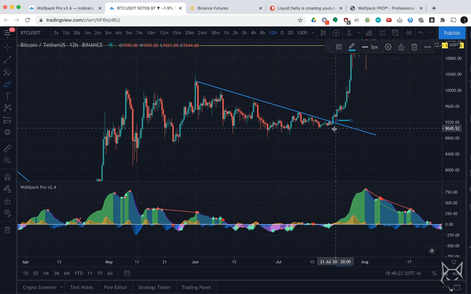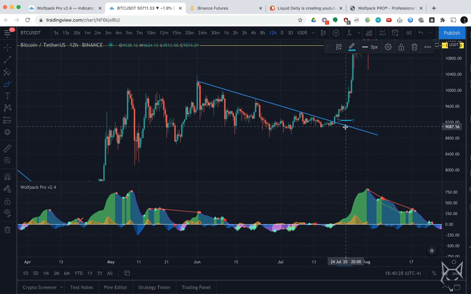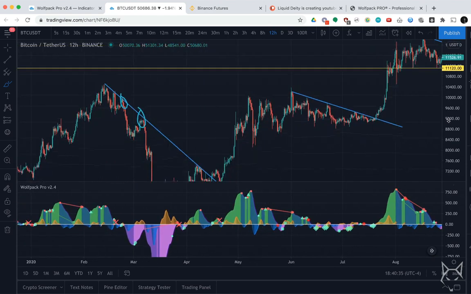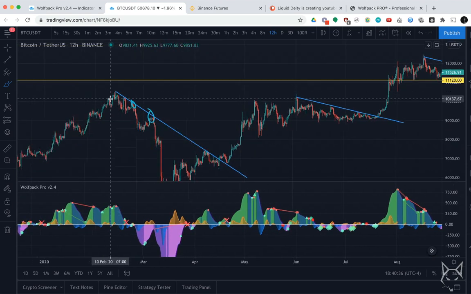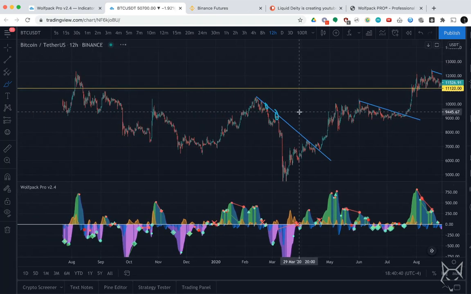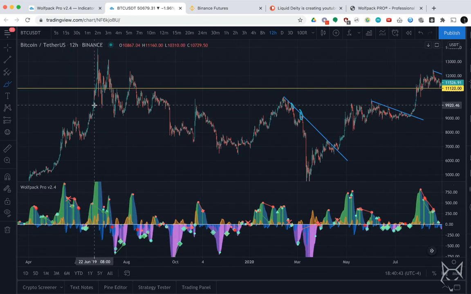Place your stop loss just below the support. Hopefully you can get this support line or just below where the cone is. Okay? And this really works. I can keep going back. I can show you more. Let's do one more. Okay, so here we go. 2019 on the 12-hour for Bitcoin, right?